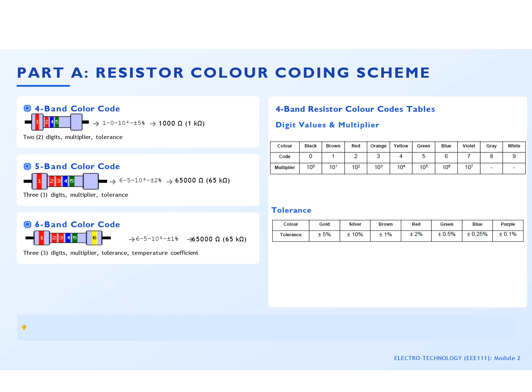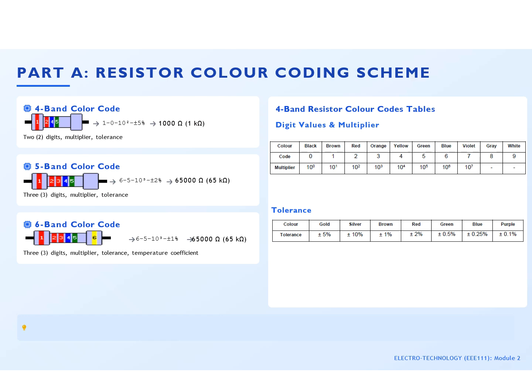Let's continue with part A, resistor color coding scheme. Resistors are very common in circuits and their values are shown using the color bands. So these bands represent the resistance, tolerance, and sometimes temperature coefficients. So there are 3 types: 4-band code, which consists of 2 digits, a multiplier, and a tolerance band. 5-band code, which consists of 3 digits, a multiplier, and a tolerance band. And 6-band code, same as 5-band but with an extra band for temperature coefficient.